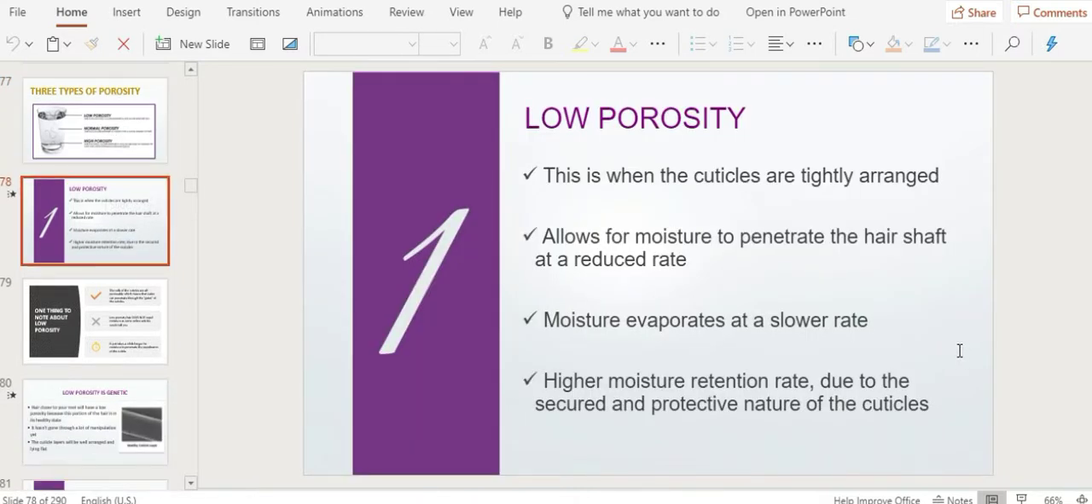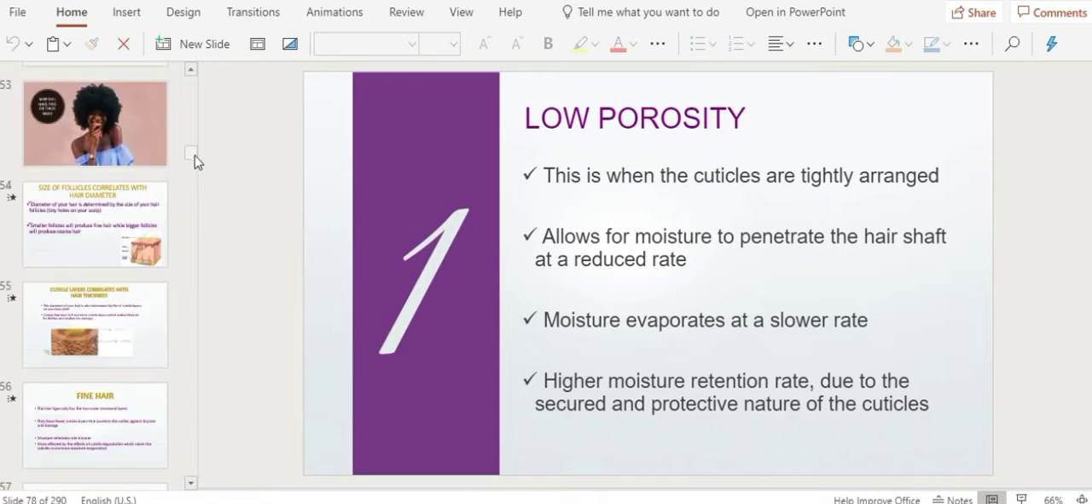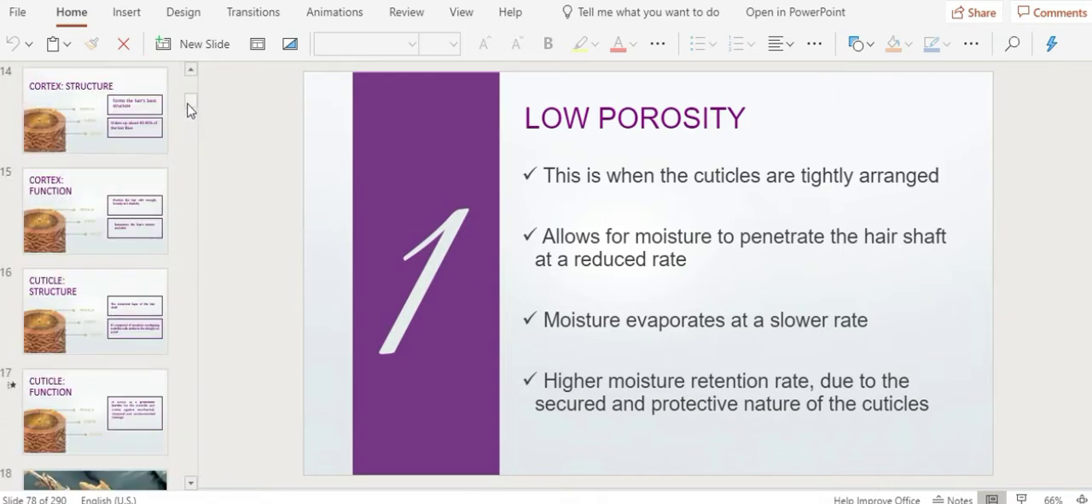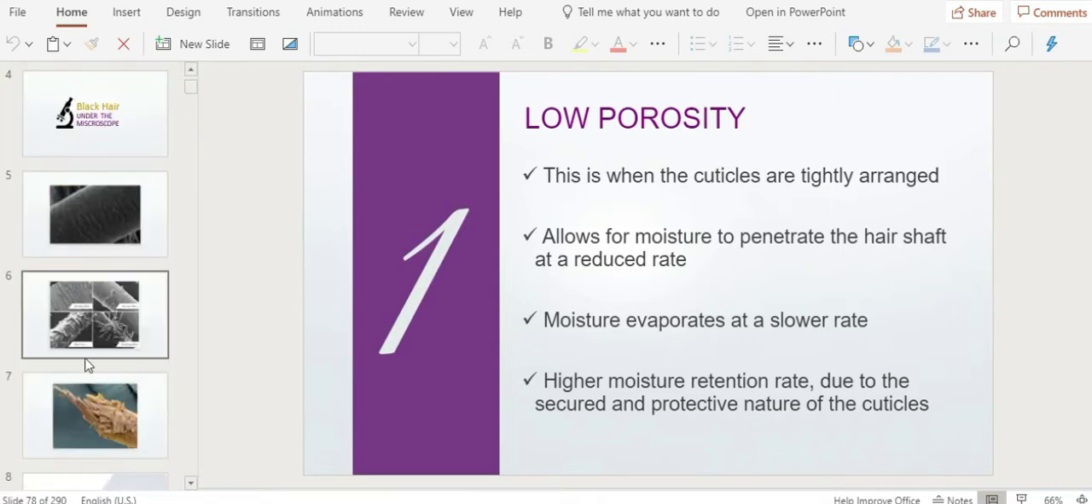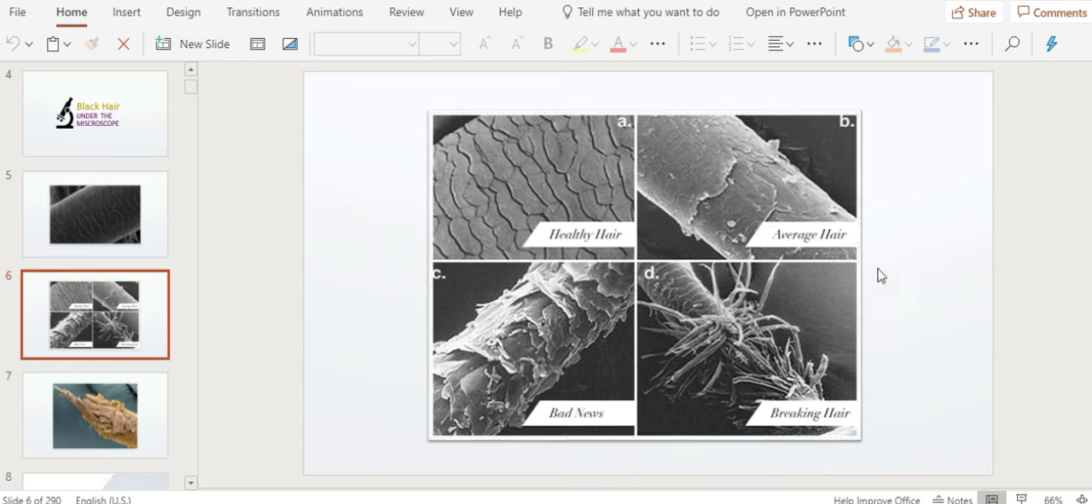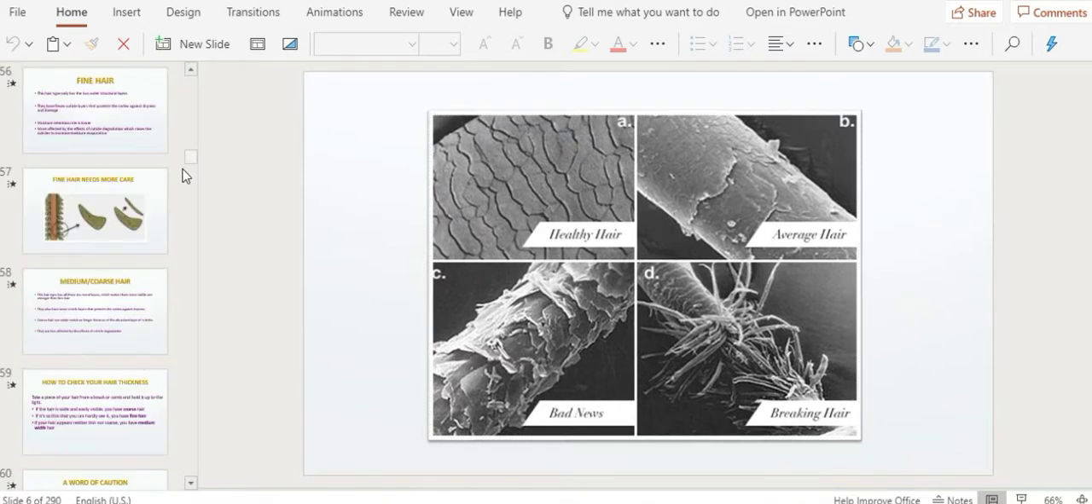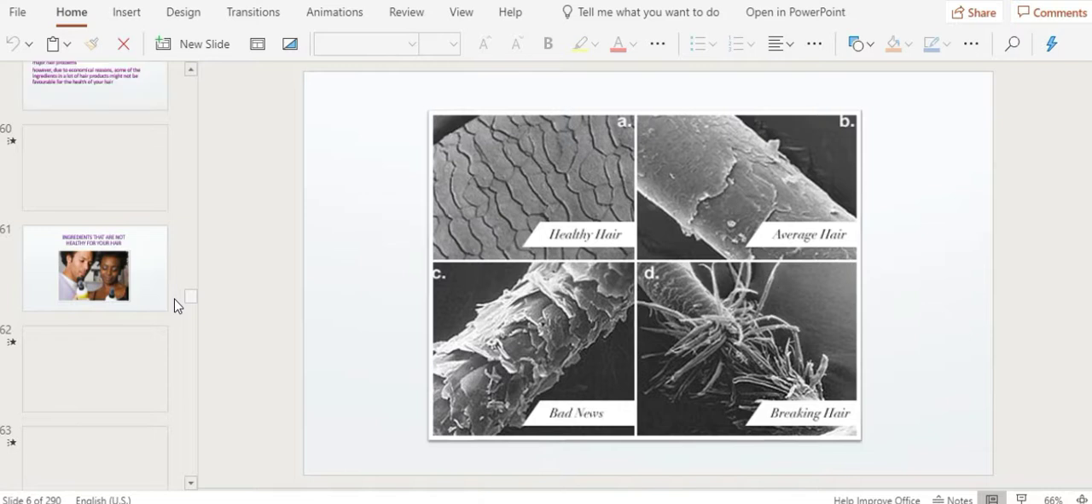All right, but let me go over what each means in more detail. So low porosity. Remember those cuticle layers I showed you, those images of good news, bad news, those four quadrants. Let me briefly go back to that lesson in module one. We can see the four types of cuticles of hair shafts at different stages: the healthy hair, average hair, bad news, and breaking hair. So this will mean low porosity, this will mean normal, and this will obviously mean bad news, high porosity. So let's go back to our lesson on low porosity real quick.